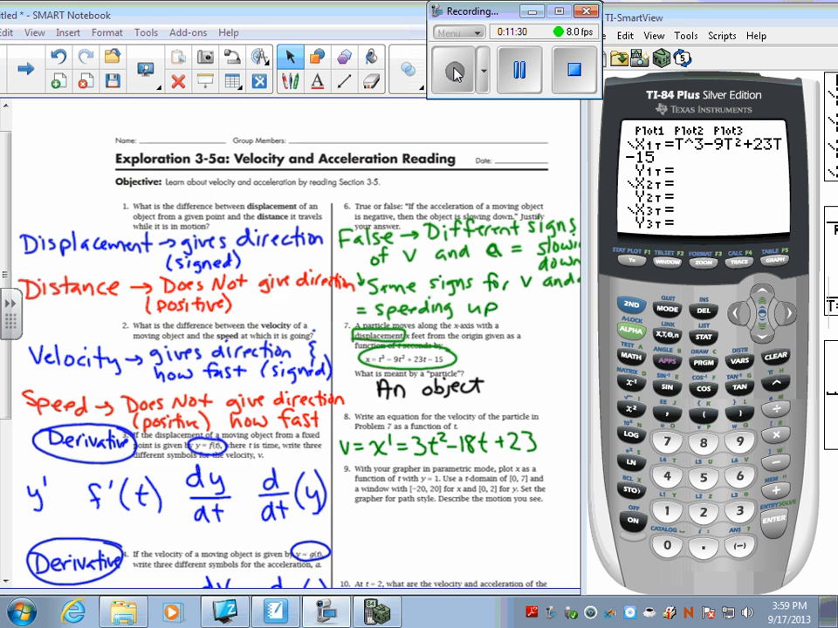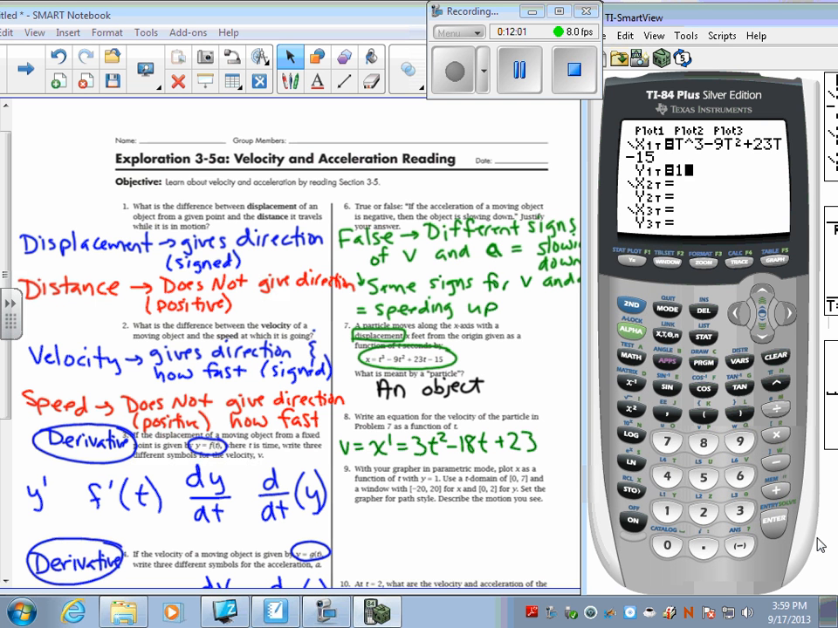Okay, so I have keyed in the equation for x into x sub 1. If you read the directions in number 9, it says with your graph in parametric mode, plot x as a function of t with y equals 1. So we're going to go down to y equals, sorry, y1 equals, and enter a 1. And now you can see that each of the equal signs are now bolded in black.